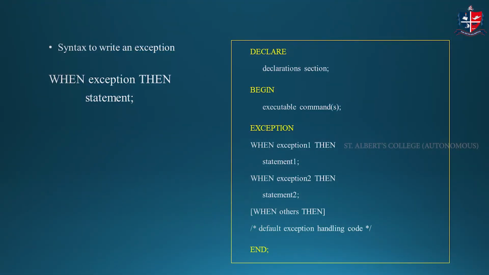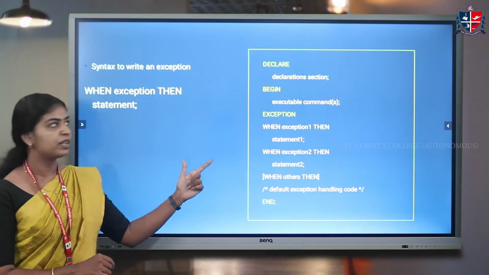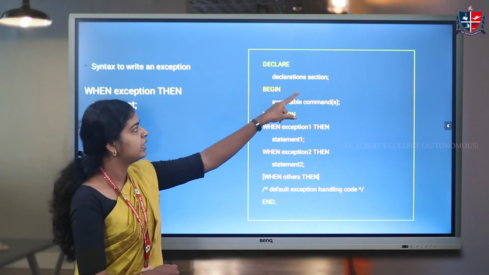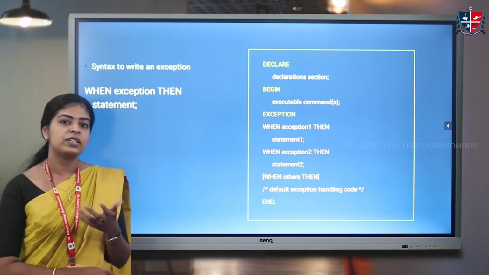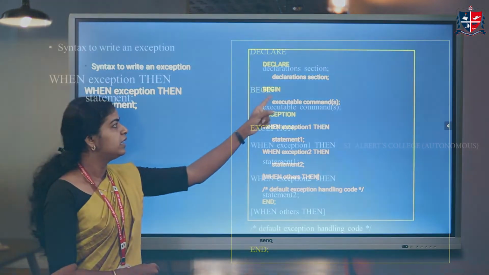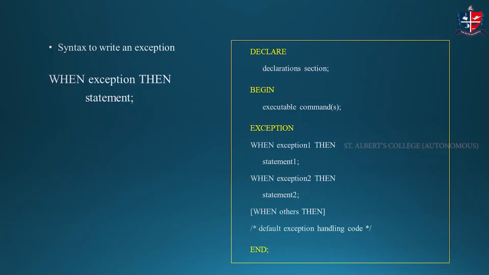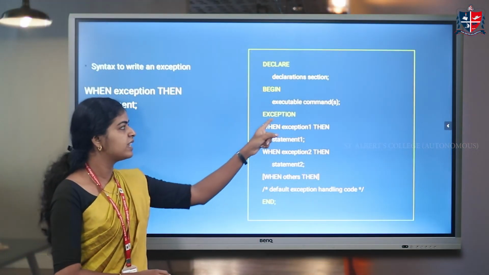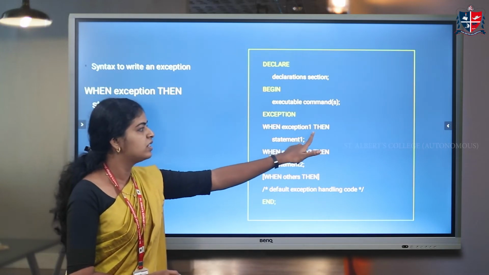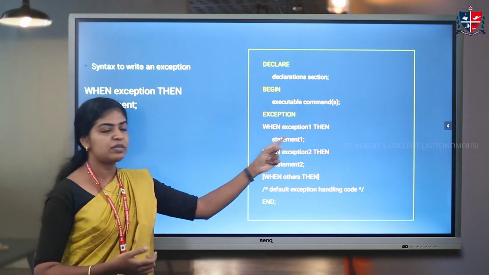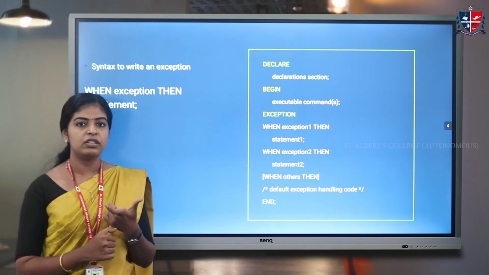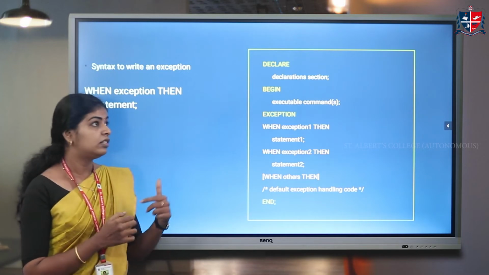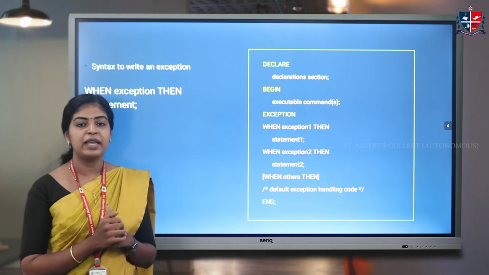You can see the structure of a PLSQL program. Here you can see the declaration part, where we define each and every variable we are going to use in this program. Then the begin and end section, where we can include executable commands. In the exception case, when exception 1 occurs, then I need to run statement 1. Exception 1 is my first exception, or I can give an exception name. There are some exception names already named by the system.